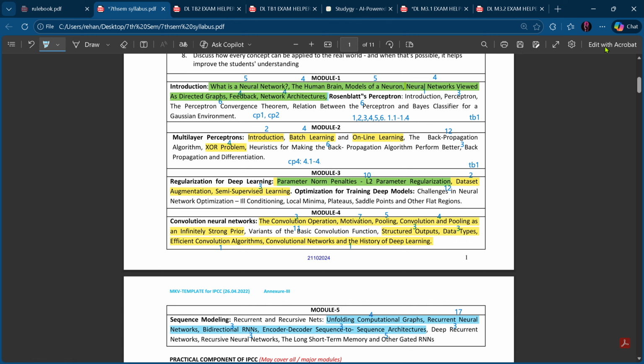That's it. We'll mark here which we have completed, that is parameter norm penalties, L2 regularization. Next we'll see dataset augmentation and semi-supervised learning, which is the smallest topic. We'll see in the next video.